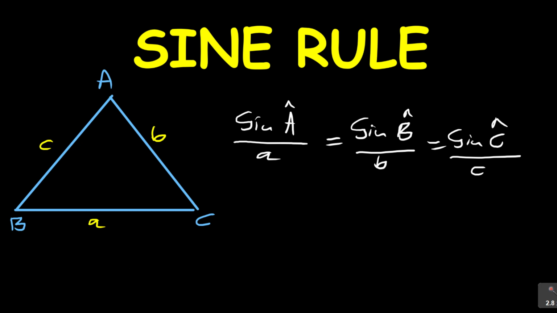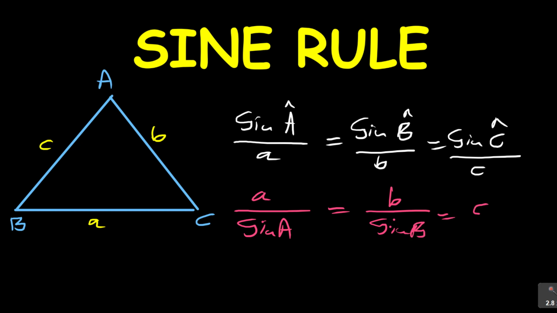Or you can rewrite it, it's also allowed to write it like this: side A over sine A is equal to B over sine B, which is equal to C over sine C. These two formulas mean the same thing. You can write it in the first form or in the second one, it is still the same. So that is the sine rule.